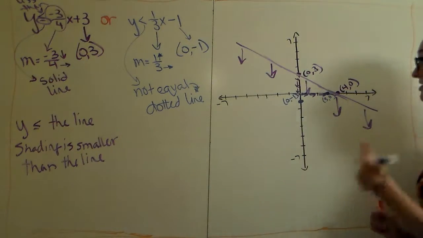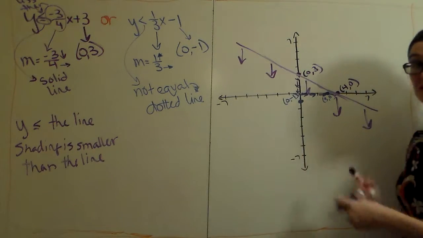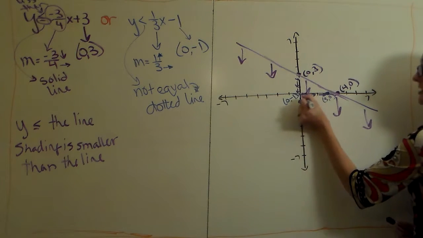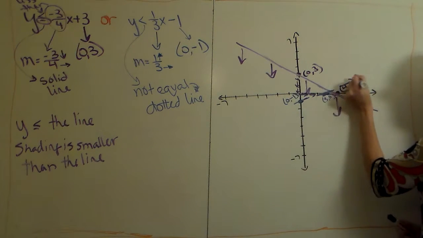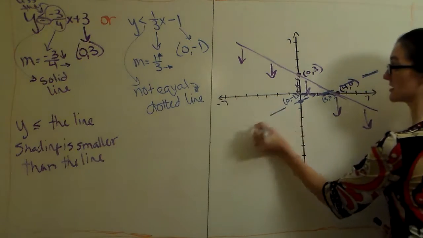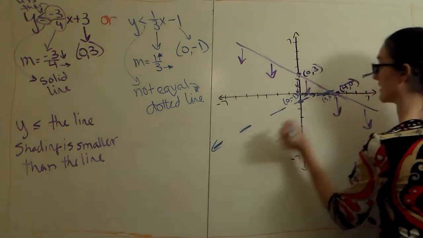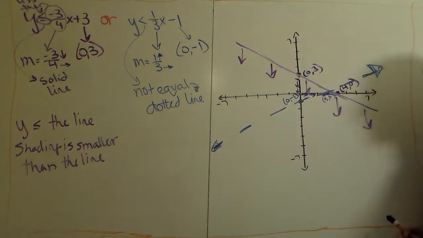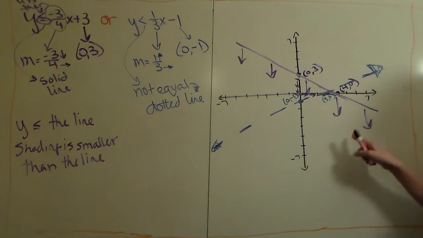So since it's not equal to, we don't want a solid line. We want to do some sort of notation to show that this is a dotted line. So I'm going to just put, it's not going to be exact, a dotted line. Okay. So I have the line drawn, but I haven't yet done my shading.